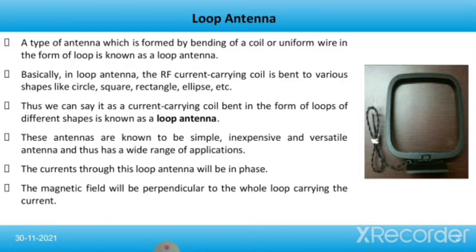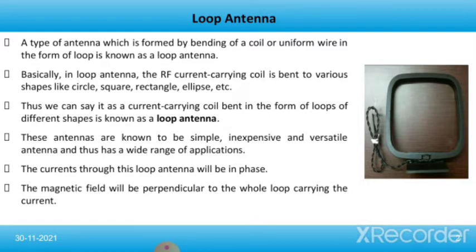Basically in a loop antenna, the RF current carrying coil is bent to various shapes like circle, square, rectangle, ellipse, etc. Thus, we can say a current carrying coil bent in the form of loops of different shapes is known as a loop antenna. These antennas are known to be simple, inexpensive and versatile antennas and thus have a wide range of applications.